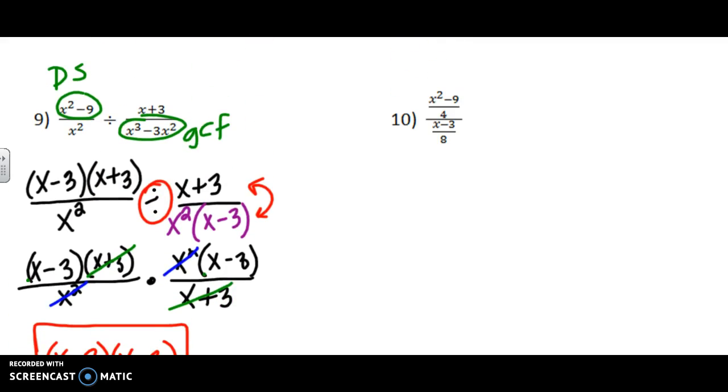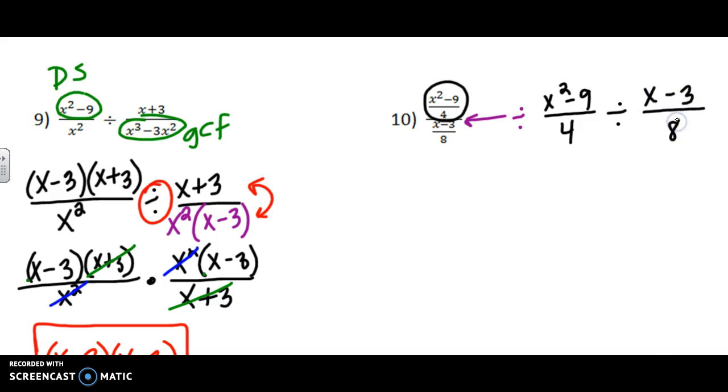Oops. This one gets you guys every time just because of the way that it's set up. What you have to remember is that this middle fraction bar right here is the same as divide. So we can separate these two and write it like the previous problem. So the numerator would still be my x squared minus 9 all divided by 4. And then that middle fraction bar is divided by. And then I have my x minus 3 over 8.